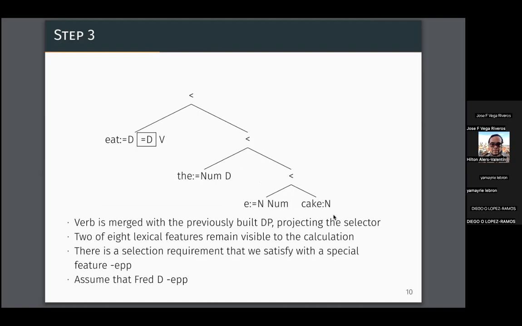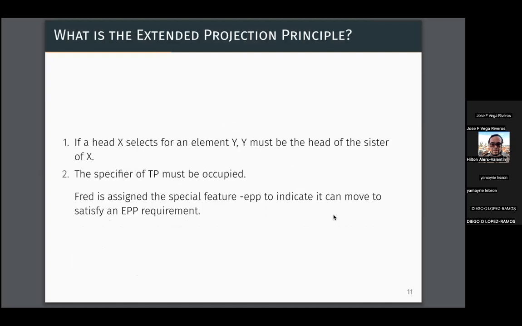We have two of the 8 lexical features that are invisible. And now we have selection requirements. How we're going to identify those selection requirements is going to be minus F or plus F. What this means in this case is we're going to use the extended projection principle. This is the extended projection principle in full, but we usually only refer to the second part when we're doing this.